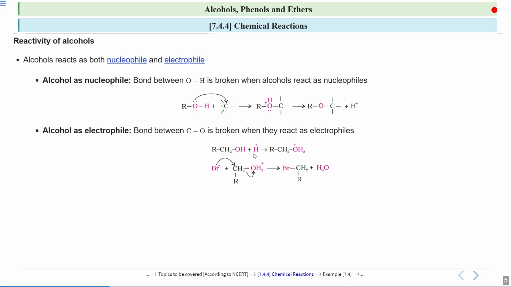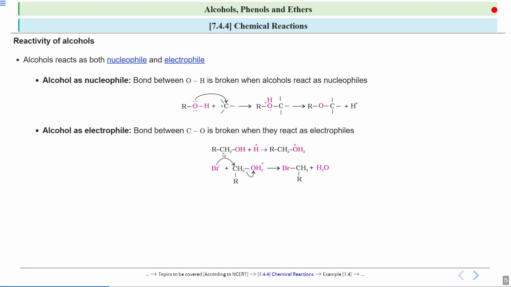When you protonate this hydroxyl group with H plus, you will see it is RCH2OH2 plus. Now this oxygen has a positive charge. The oxygen never likes a positive charge in itself. So next, your Br minus, which acts as a nucleophile, will attack this carbon and this OH2 group will leave. In the next step, your Br gets attached to this carbon and your water leaves. So this is how your alcohol acts as an electrophile.